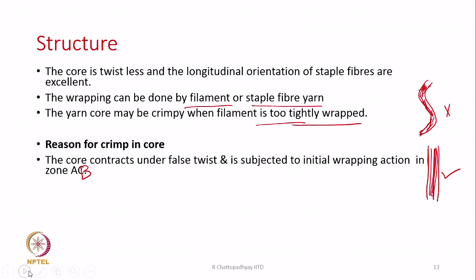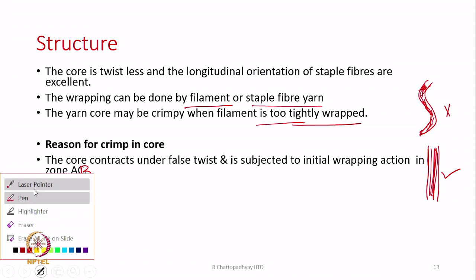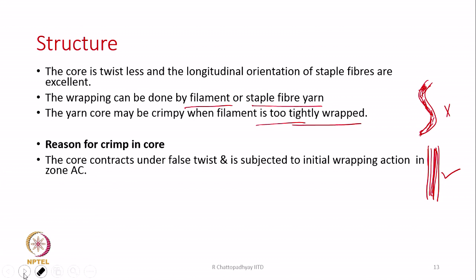So, when the core gets twisted, then there will be some amount of contraction. So, the core will be contracted when there is a false twist in it, and when it is getting this initial little wrap within the hollow part of the spindle, which is in the zone, we can say zone AB, not C, but it is AB.